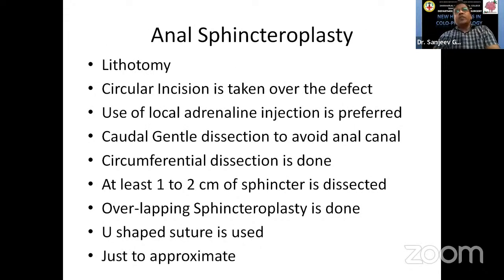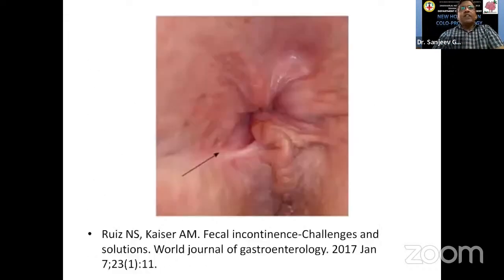The first surgery would be anal sphincteroplasty. So we put the patient in lithotomy position and a circular incision is taken over the defect. You can identify the defect like this, which is a keyhole defect, where you can see the upper end and the lower end of the defect, and that is where the external anal sphincter lies.